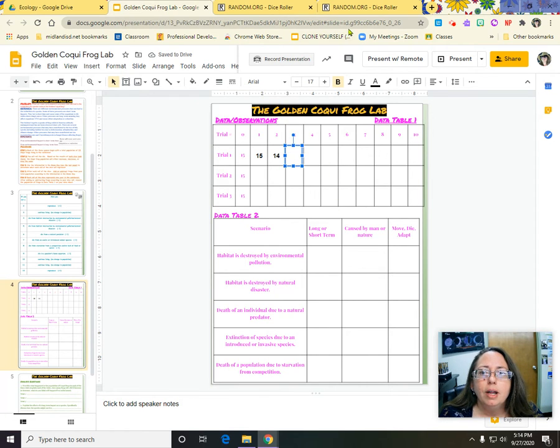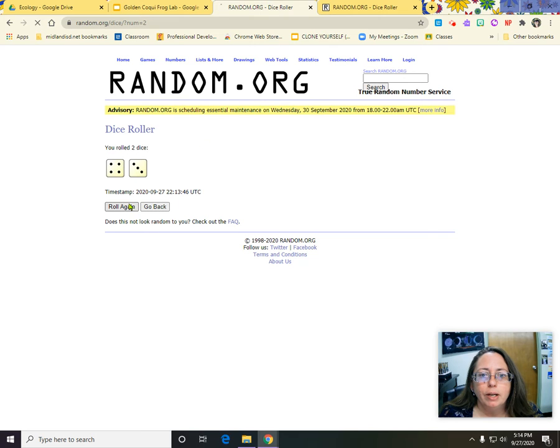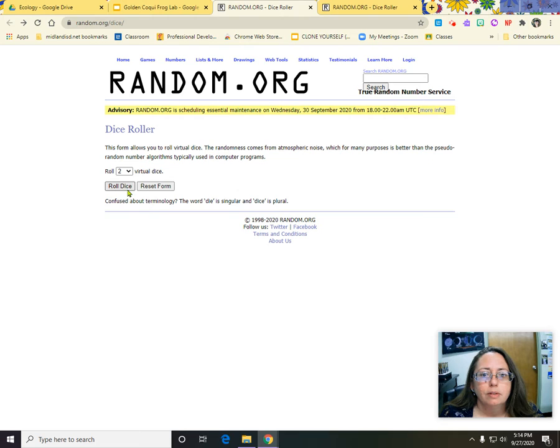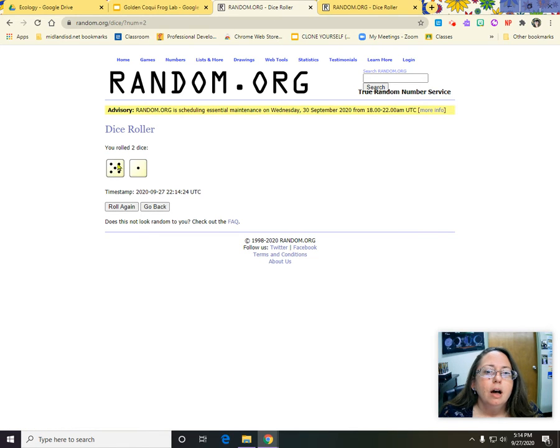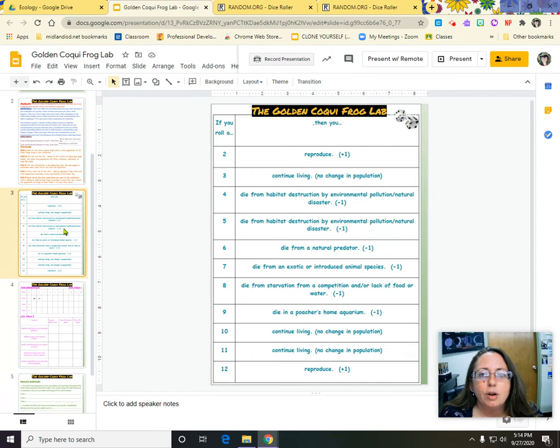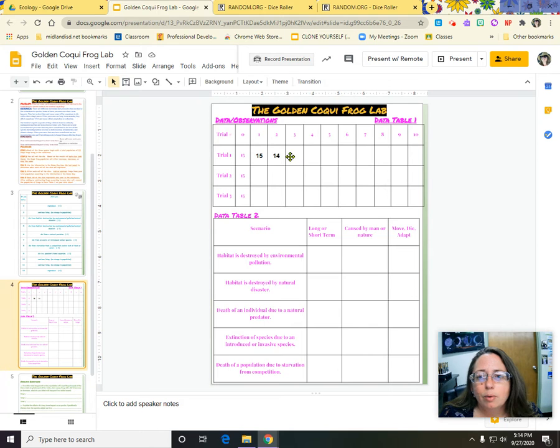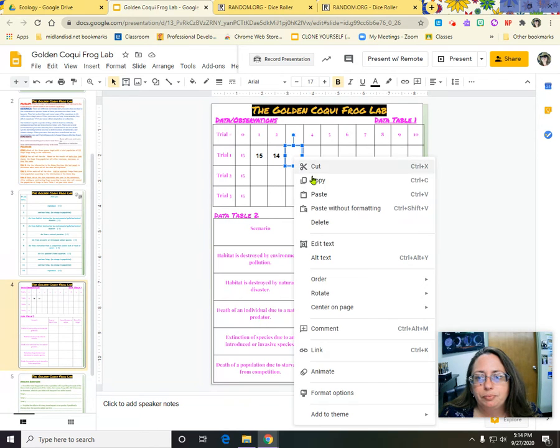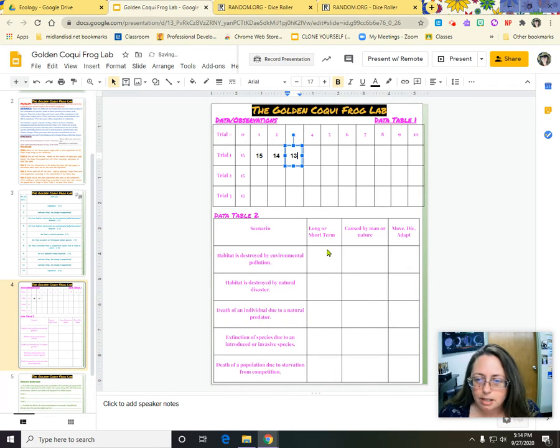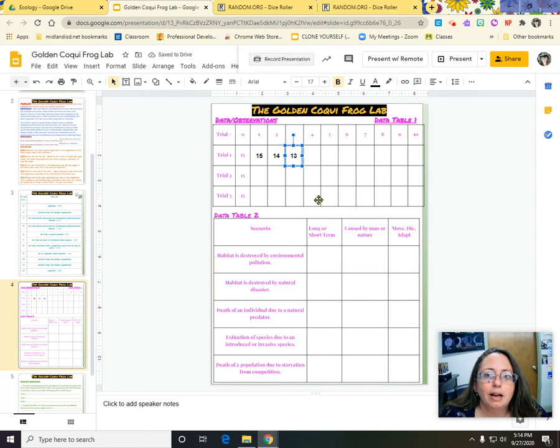Okay, so now I'm going to go back over here. I'm going to roll again. This time, oh, I clicked it twice. Whatever. Okay, so I had a 5 and I have a 1. So that's 6. So now I go back to my key. 6, die from a natural predator. Okay, so that's short term because it's only 1 individual that died. So we're still subtracting 1. So we go to edit the text. And we're subtracting 1 from our 14 because that's what we had, and now we have 13.